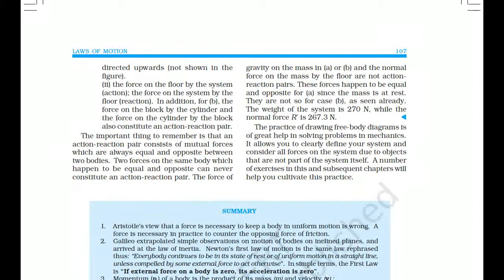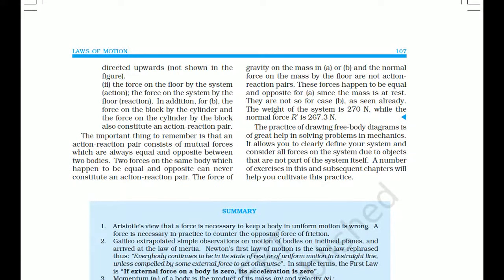So see here, the important thing to remember is that action-reaction pairs consist of mutual forces which are always equal and opposite between two bodies. Two forces on the same body which happen to be equal and opposite can never constitute an action-reaction pair.